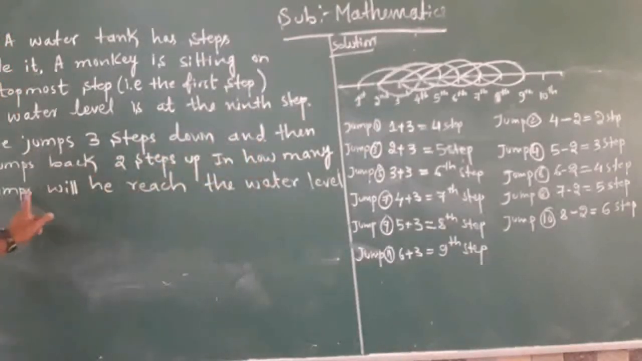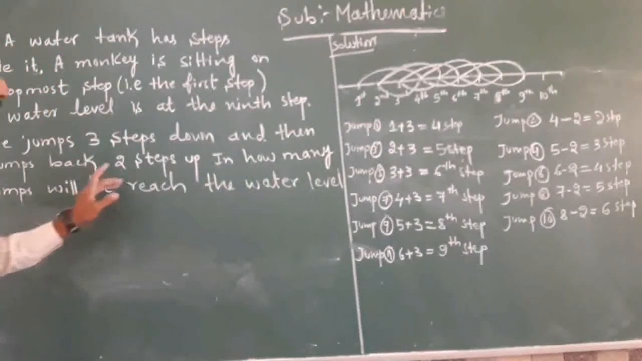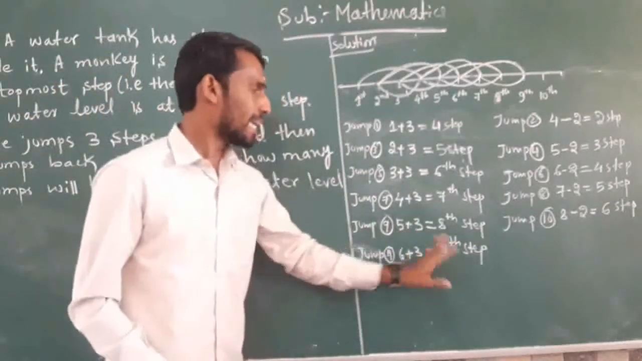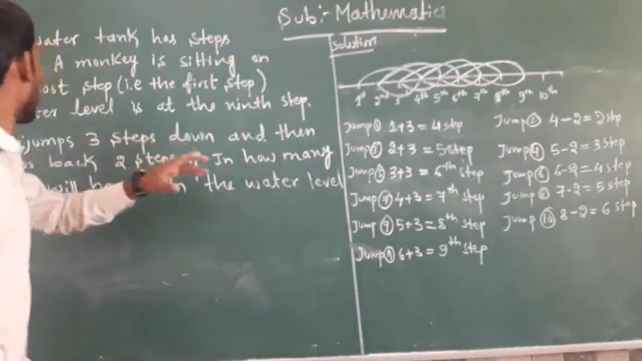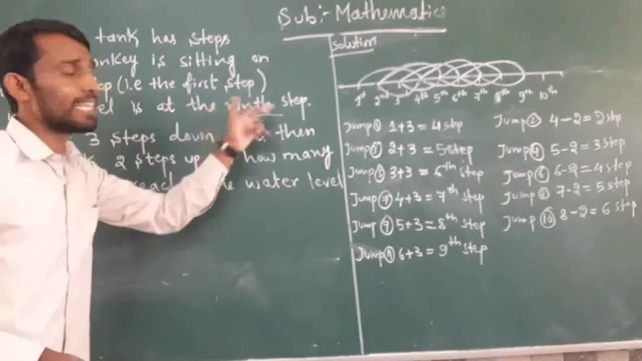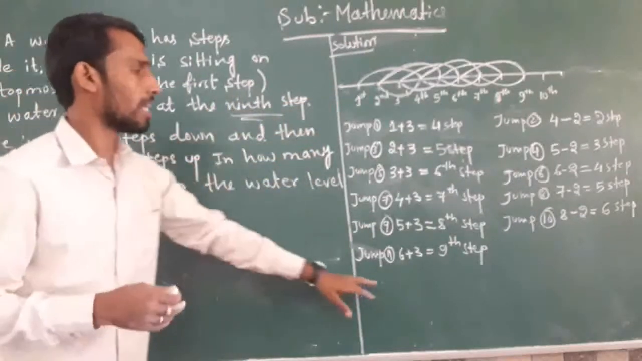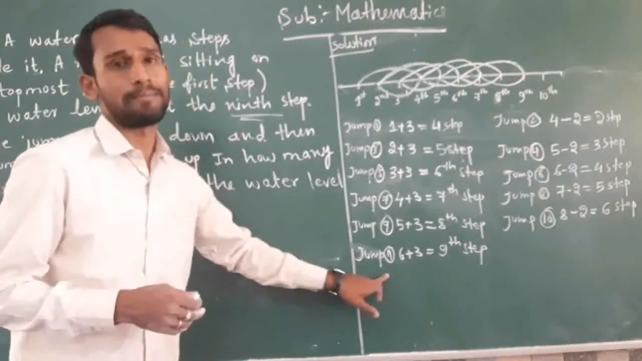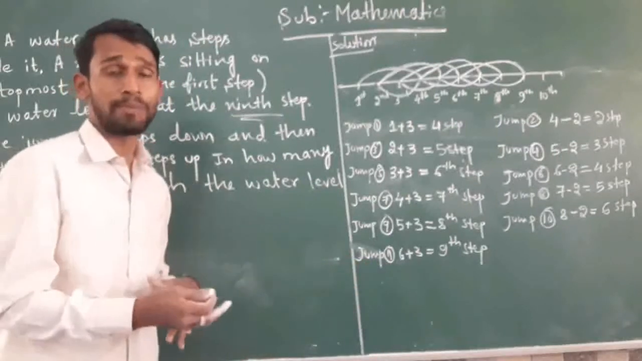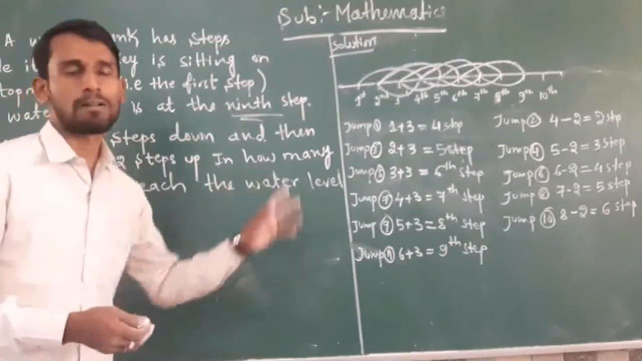In how many jumps will he reach the water level? Okay, to reach the water level, there is a total 9th step. Okay, this water level is 9th step. To reach this 9th step, that monkey will be jumping total jumps 11. Okay, total jumps is 11. After jumping 11th time, that will reach the water level. This is the first part of this question.